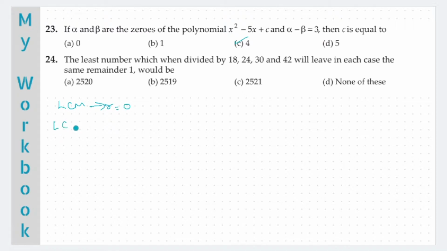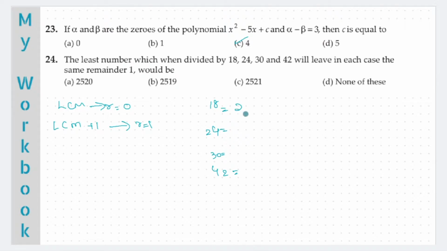So if we need a remainder of 1, then we will find the LCM and add 1 to it. We will get remainder as 1. So the answer will be LCM of these numbers plus 1. We have 18, 24, 30 and 42. So let's first find the LCM by prime factorizing them.